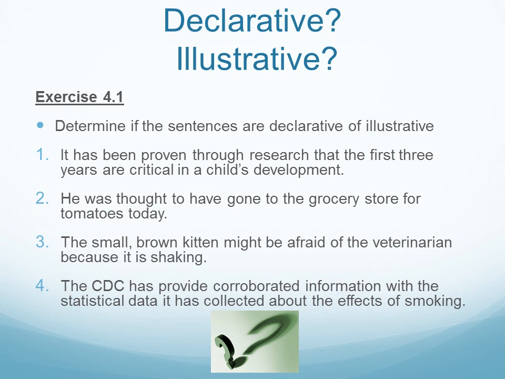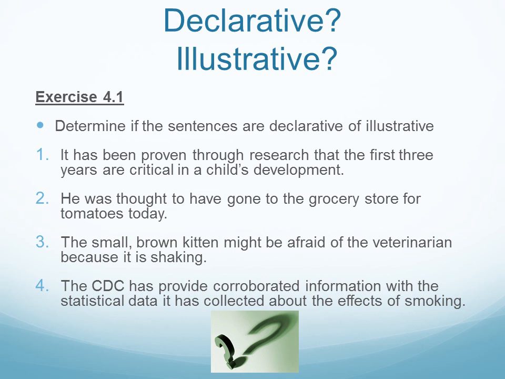Number 2: he was thought to have gone to the grocery store for tomatoes today. Number 3: the small brown kitten might be afraid of the veterinarian because it's shaking. And the fourth and final one: the CDC has provided corroborated information with the statistical data it has collected about the effects of smoking. Now I'll give you a minute to finish writing down your answers, illustrative or declarative.